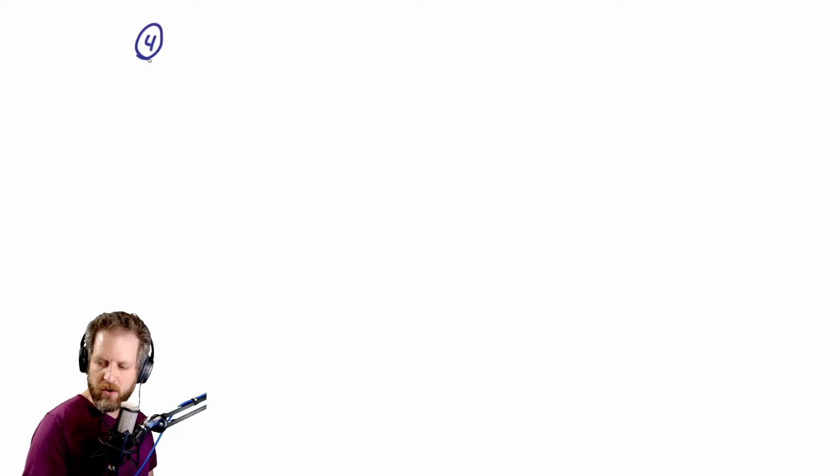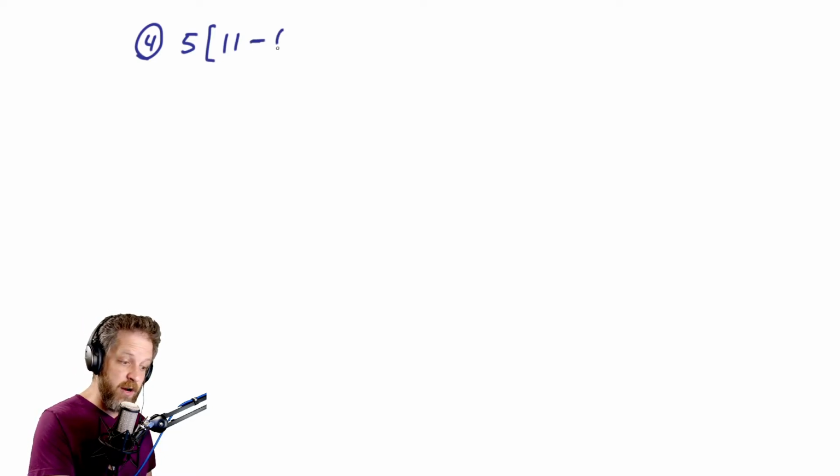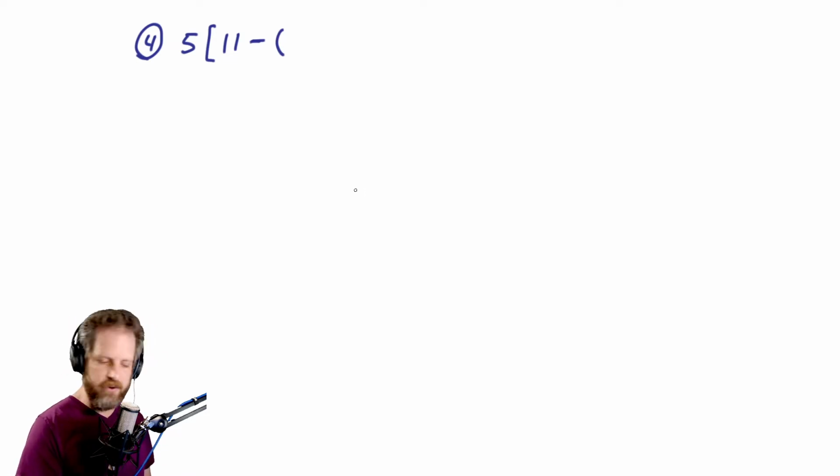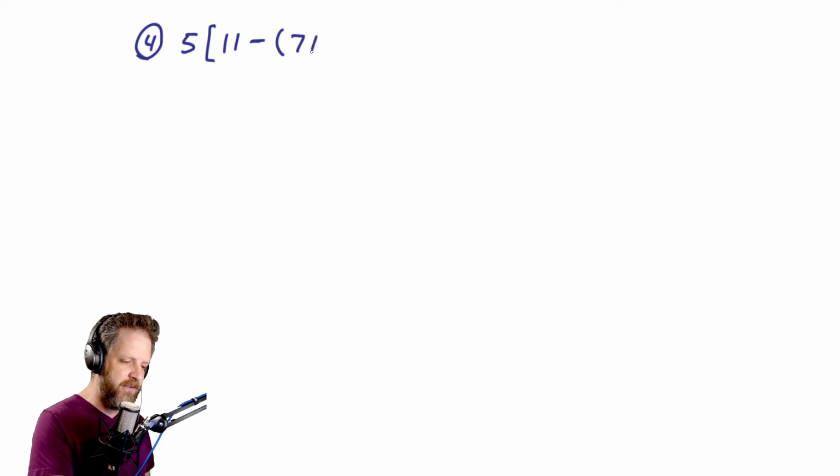Example number 4, we're going to do 5. We're going to do some square brackets. All right, and then we're going to put 11 minus, and then we're going to put parentheses. And inside that parentheses, we're going to put 7 plus 5. And then outside of these parentheses, we're going to put divided by 4. We got all kinds of stuff happening.